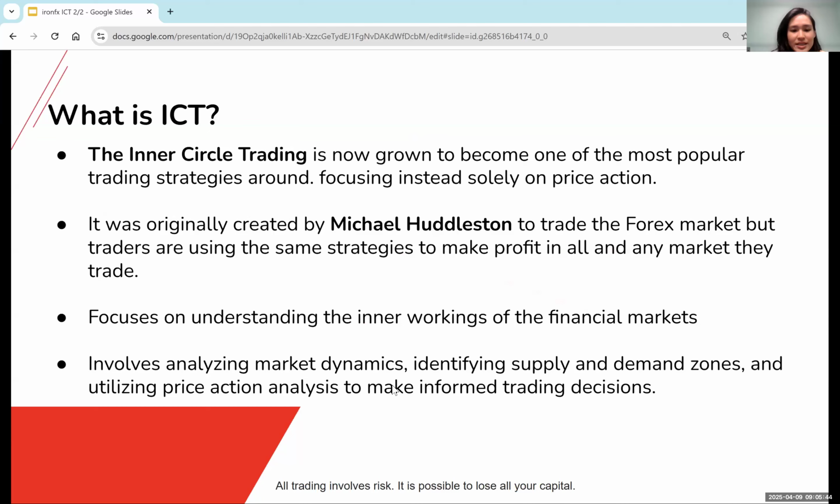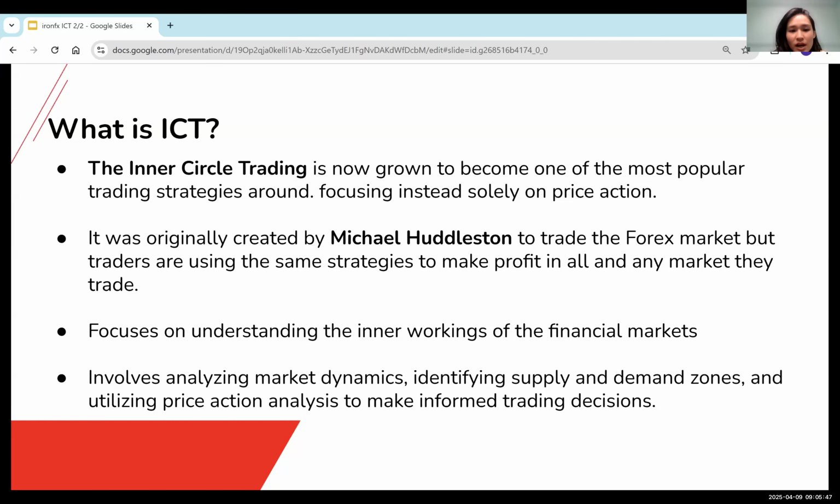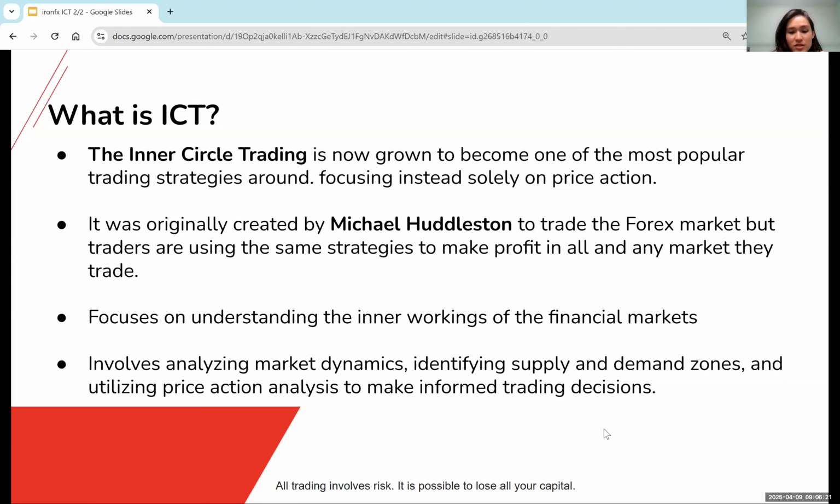So let's start off with what exactly ICT is. ICT has now grown to become one of the most popular trading strategies around. It focuses solely on price action. It was originally created by Michael Huddleston to trade the Forex market, but currently it can be used in any market. It focuses on understanding the inner workings of the financial markets, utilizing price action analysis to make informed trading decisions, and uses supply and demand zones.